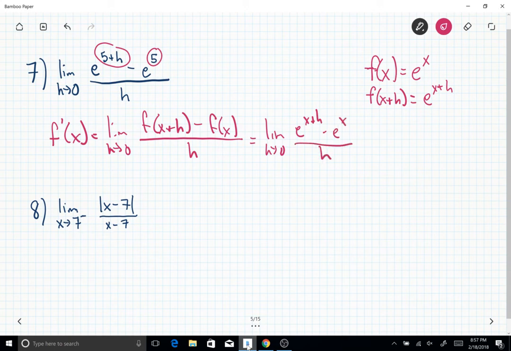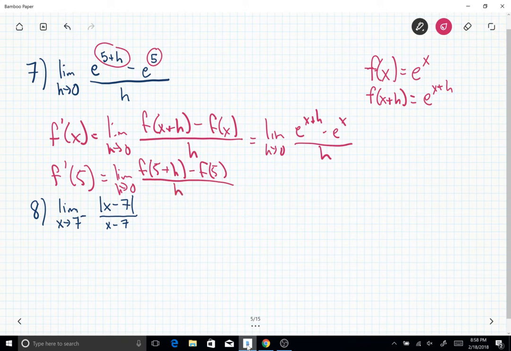Now, there's a caveat here. If you plugged in, say f prime of 5, that should be the limit as h approaches 0 of f of 5 plus h minus f of 5 all over h, which is the same thing as what we saw up above. That's the limit as h approaches 0 of e to the 5 plus h minus e to the 5th power all over h. So notice, this is the cool thing, we can start to calculate certain limits using derivatives.